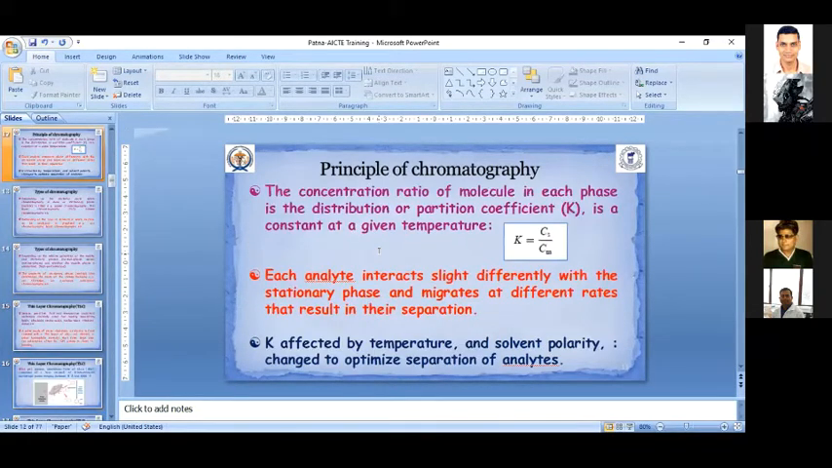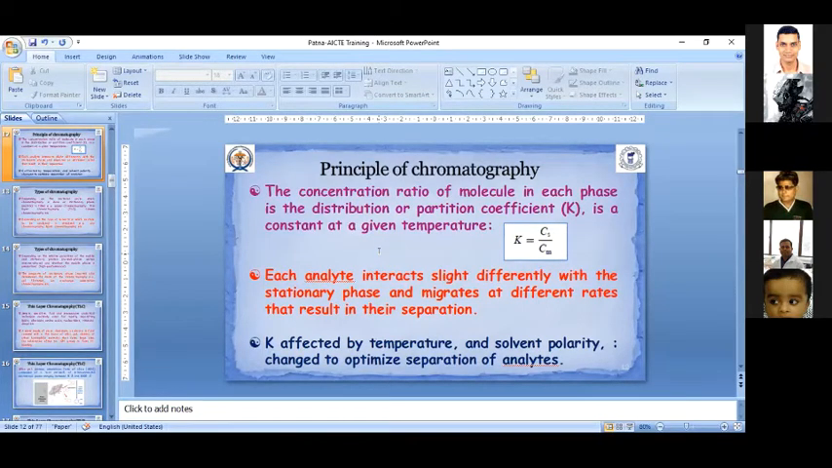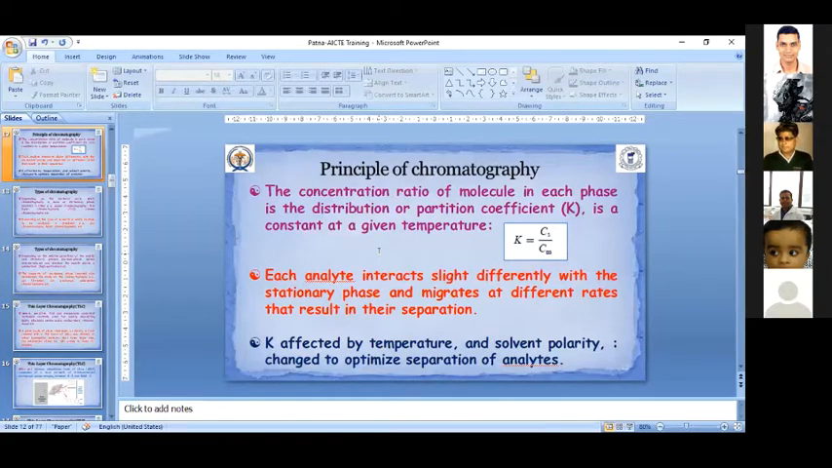So this K, that is the partition coefficient, is affected by experimental conditions like temperature and polarity. That is why, if the temperature and polarity are changed, the separation of the molecules can be optimized, right? It means that for the optimization of any analyte, these experimental conditions may be changed, like temperature and solvent polarity.